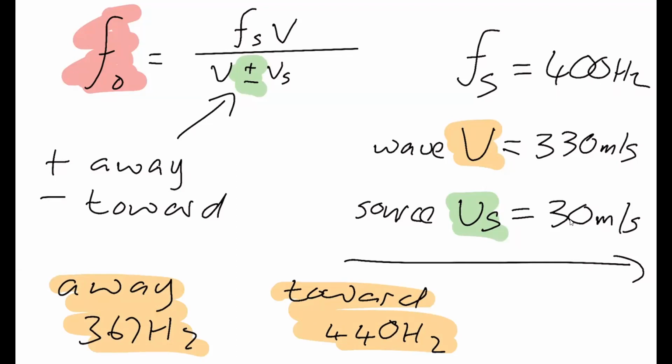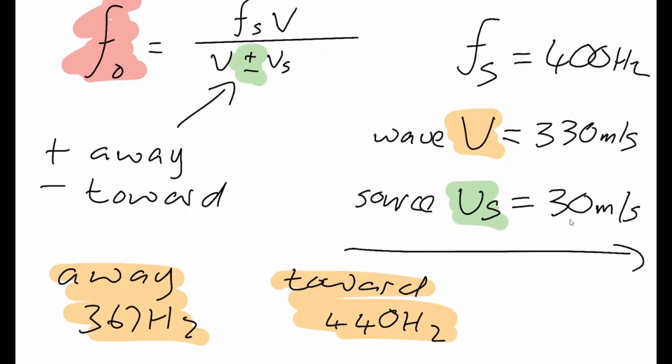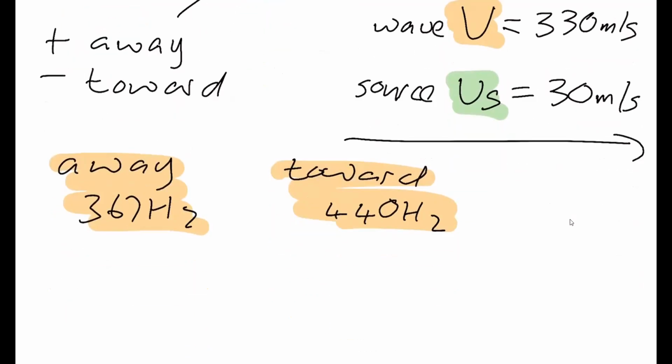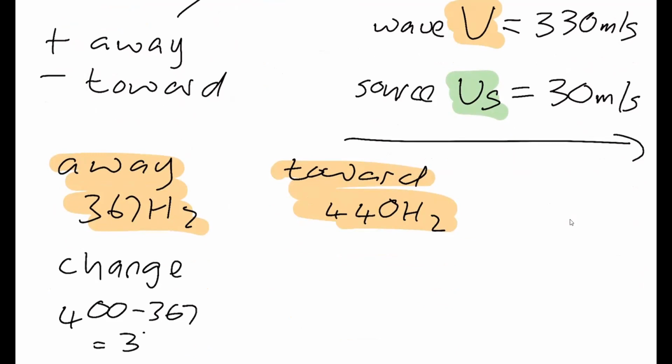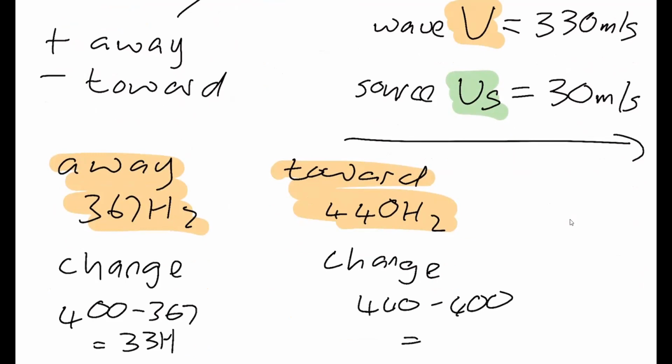So if you took 400 minus 367, you would get 33. So the change over here, and this is very important because this is how they sometimes like to ask the questions. Here, the change is 400 minus 367, which is equal to 33 hertz. And over here, the change is 440 minus 400, which is equal to 40 hertz. So you've got to be very careful.